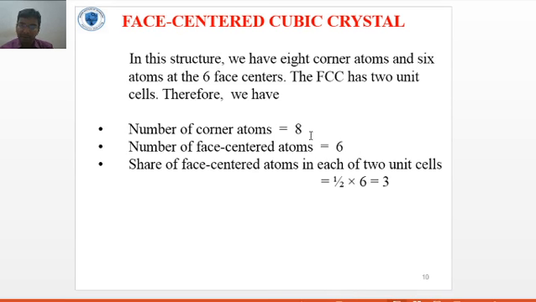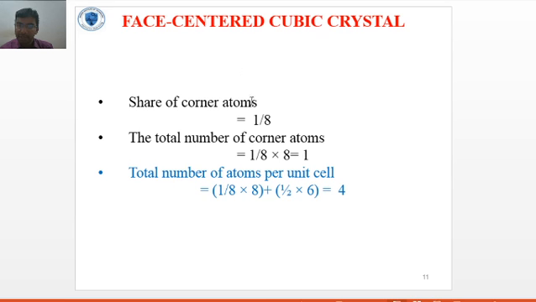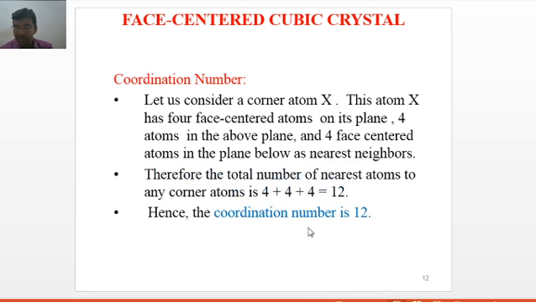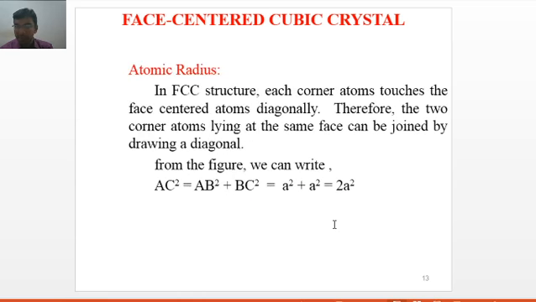So number of corner atoms 8, number of face centered atoms 6. So 6 into 1/2 is equivalent to 3, because each face atom is shared by two unit cells. Here the 8 corner atoms are shared among 8 unit cells nearest to unit cell 1. So 1/8 into 8, that is equal to 1. So total number of atoms per unit cell is 1/8 into 8 plus half into 6, that is equal to 4. Coordination number. If you are selecting any specimen atom and checking the total number of nearest neighbors, you will get 4 plus 4 plus 4, that is equivalent to 12. So coordination number is 12.